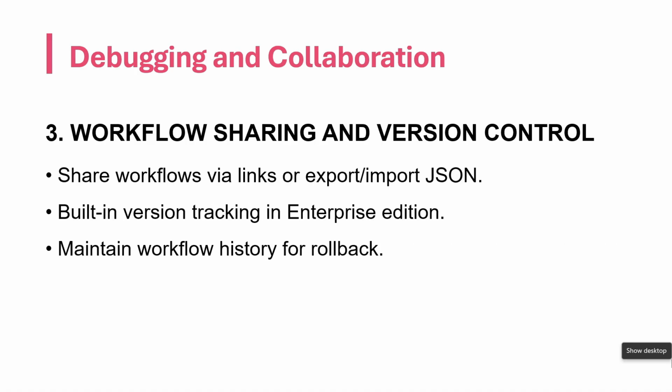Second, collaboration also means sharing workflows efficiently. In n8n, you can export any workflow as a JSON file and share it with teammates. They can easily import and start using it. In the enterprise edition, n8n also provides version control, so you can track changes over time, review edits, and even roll back to earlier versions if something breaks. This makes teamwork safer and more structured.